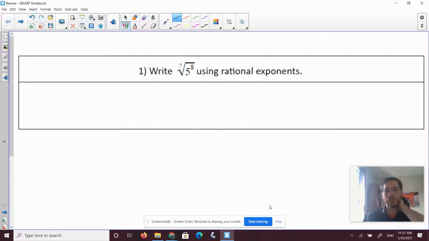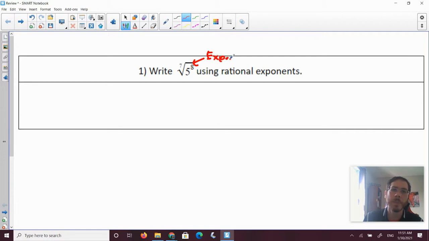All right, so we're going to do the review for Unit 6 test. So question 1 says, write 7th root of 5 to the 8th power using rational exponents. So the idea here is that our exponent, our 8, stays as the exponent. And it's going to be the numerator. Because remember, our rational exponent, we're going to write a fraction. So we're going to put this number on top. The 7 is going to become our denominator.